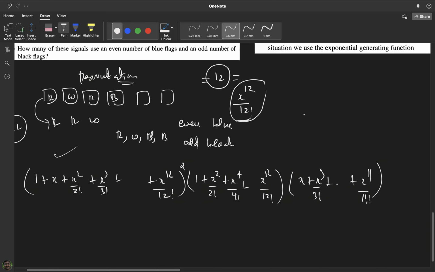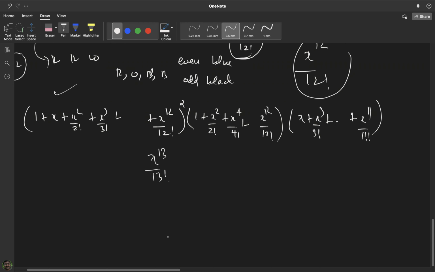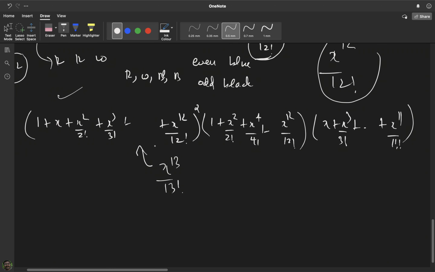Now we are going to look for the coefficient of x raised to 12 by 12 factorial, so I am going to tweak this function a little bit. There cannot be a factor of x raised to 13 by 13 factorial, because you can have only 12 flags. But if there is a factor of x raised to 13 by 13 factorial in this term, will that affect the result? No, because you are only looking up to x raised to 12 by 12 factorial. So even if there is x raised to 13 by 13 factorial in the expression for red, it will not affect the result. Similarly here, a factor of x raised to 14 by 14 factorial also will not affect the result.